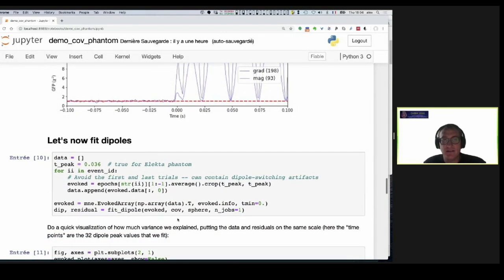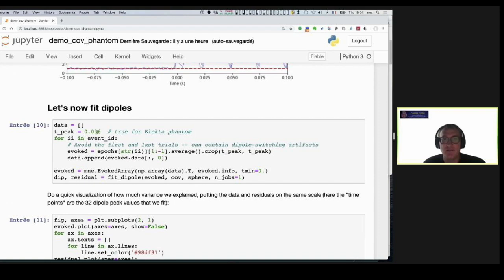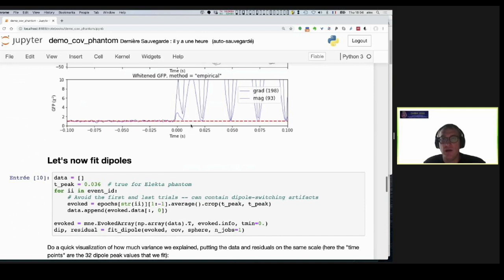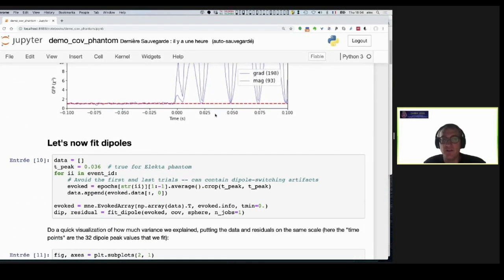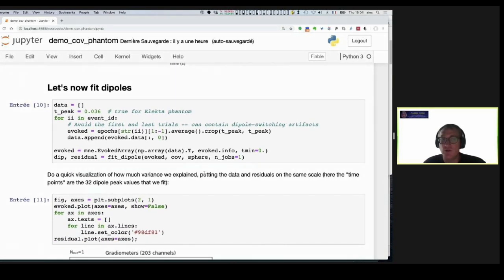Now I'm going to fit some dipoles inside the brain at a given time. Here I'm going to use 36 milliseconds, so roughly around here when you have this peak. And for each of the 32 dipoles, I'm going to fit a dipole on the data after whitening.